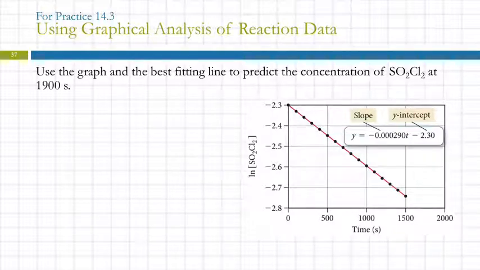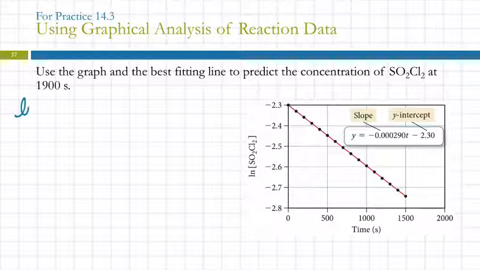So now we're going to use that graph and the line to predict what the concentration will be at 1900 seconds. It's off the graph, but this is a linear relationship, and we can expect that the linear relationship will continue. So we've got our equation here. This is the natural log of the concentration at whatever time we're interested in, which is 1900 seconds. This is the intercept, the natural log of the initial concentration. It's already in there for us. So all we need to do is plug 1900 in.